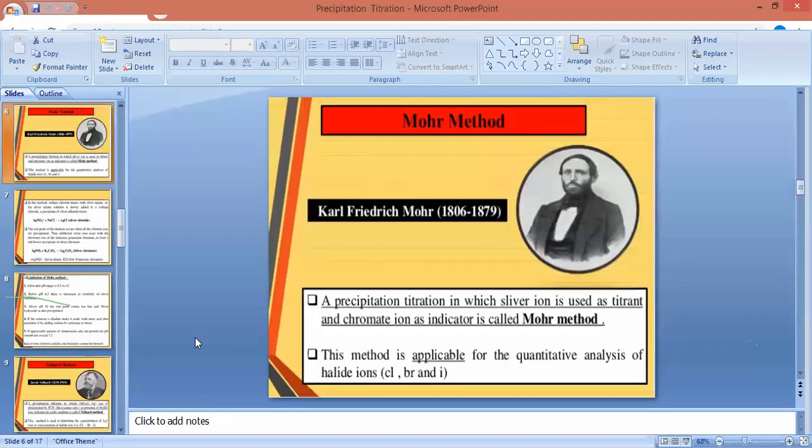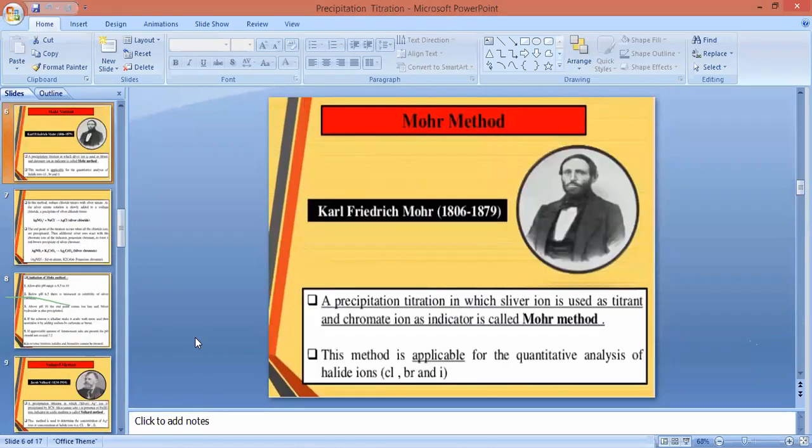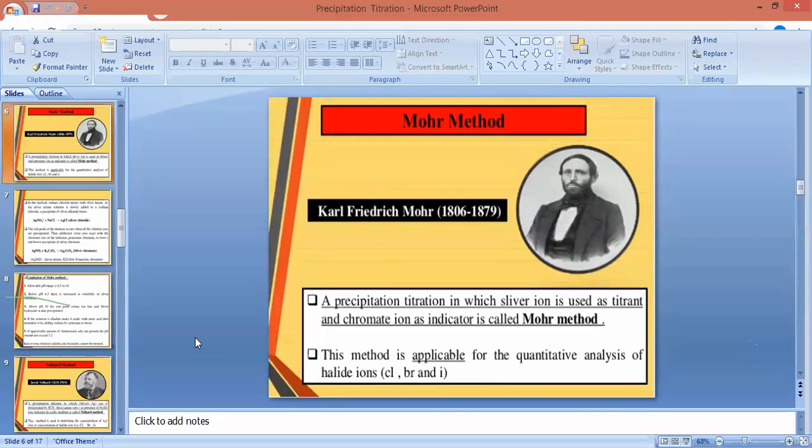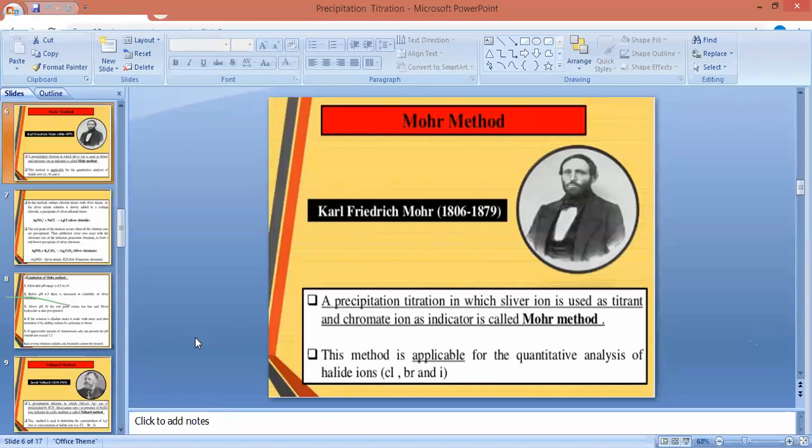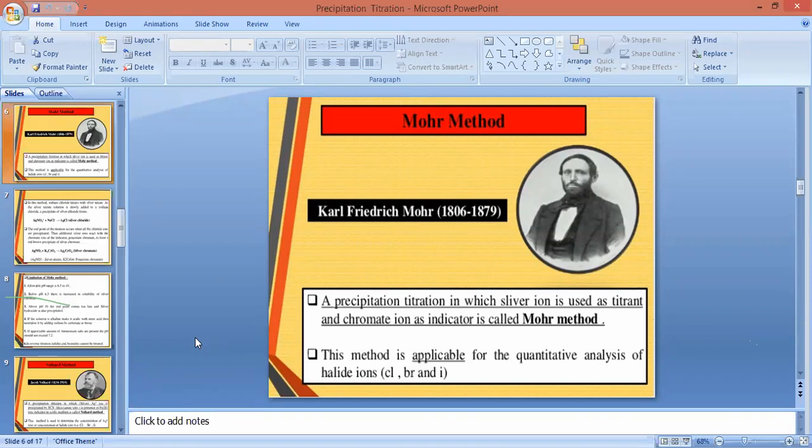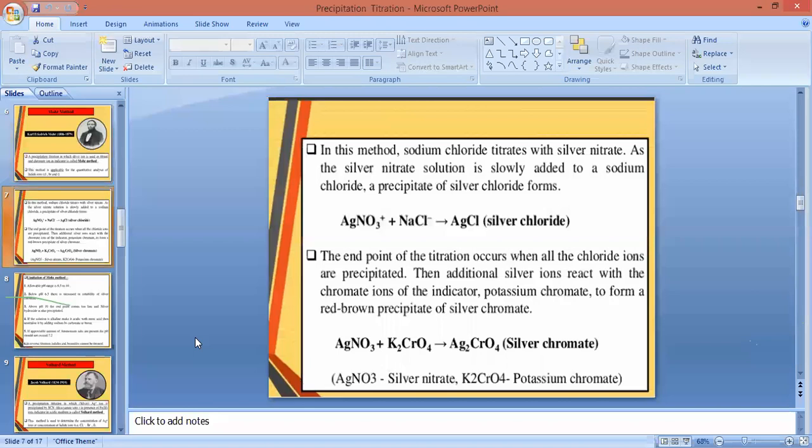So what is the basic principle of Mohs method? Mohs method is also known as direct method of precipitation titration. In Mohs method of precipitation titration, we are going to use silver nitrate as a precipitating agent. We are going to use chlorine, bromine or iodine as an analyte. And lastly, we are going to add indicator, that is potassium chromate, the most commonly used indicator in case of Mohs method.